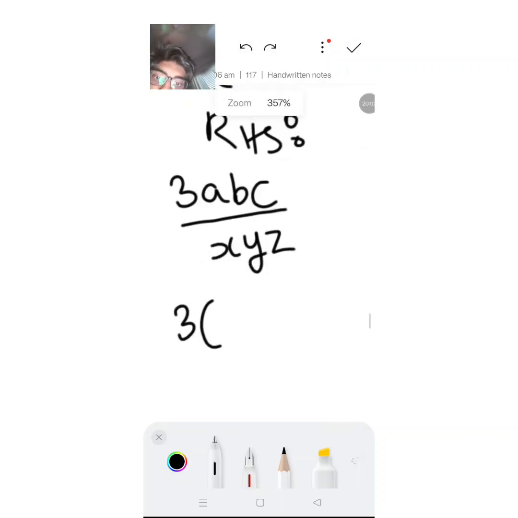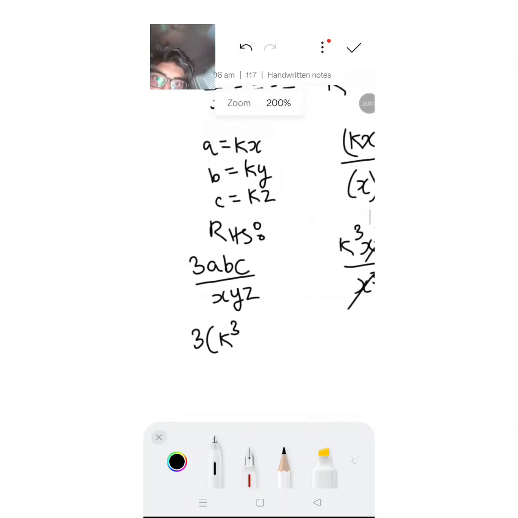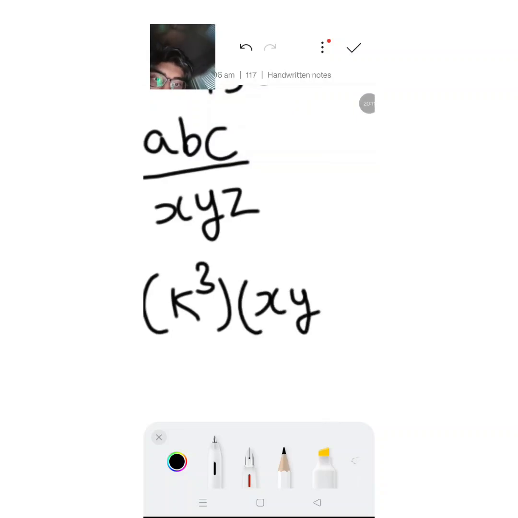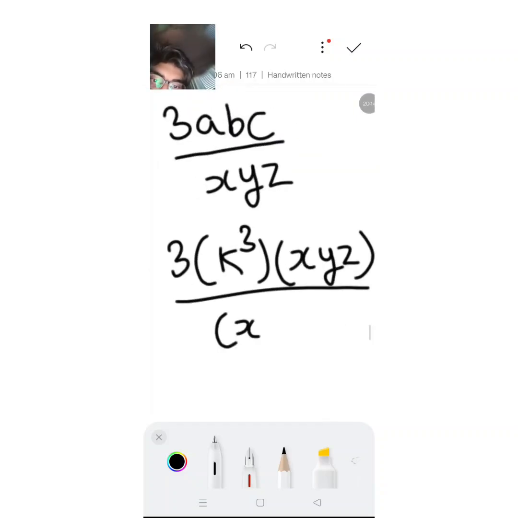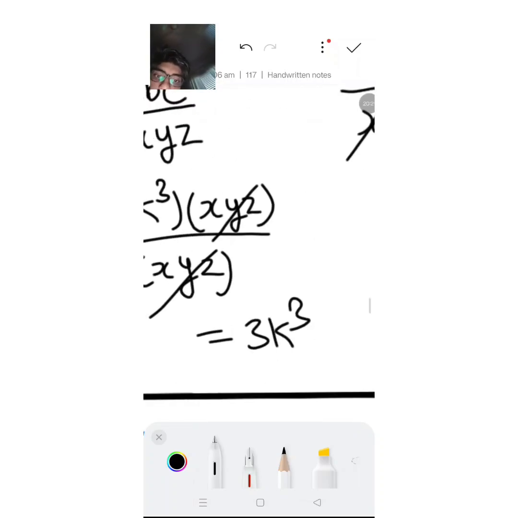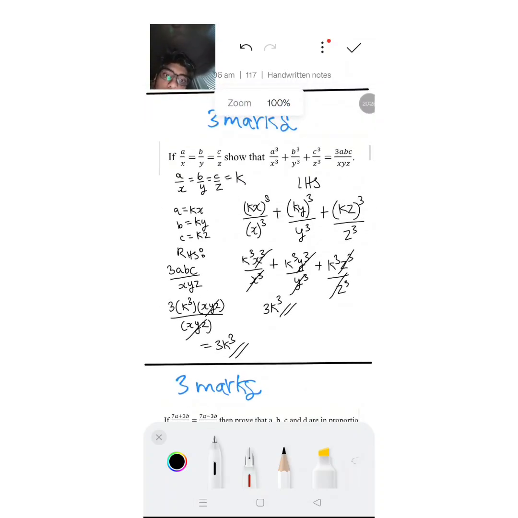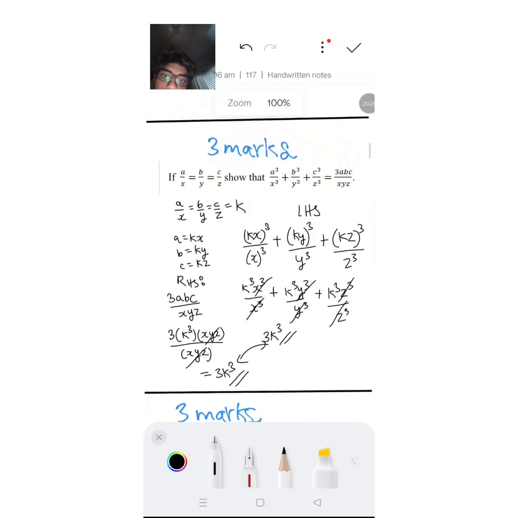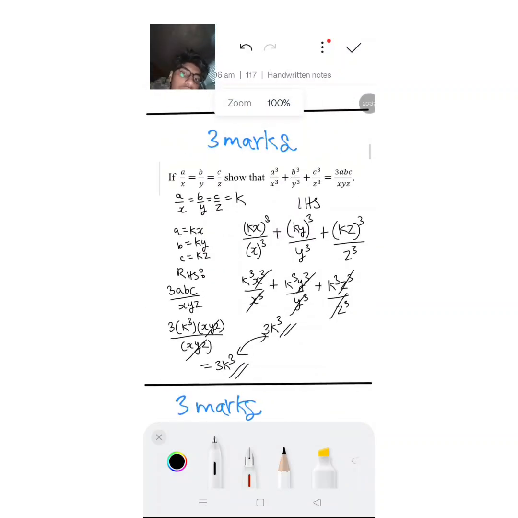So there's going to be 3k's, so k cubed, okay? And it's basically just xyz divided by again xyz. And these terms cancel off. So again, you have 3k cubed. And that's it. Okay, LHS matches with RHS because both of them come out to 3k cubed. So using the k method in this case is a shortcut, okay? But it's not always a shortcut. Whenever you have questions where you have a continued proportion, never use k method for that.